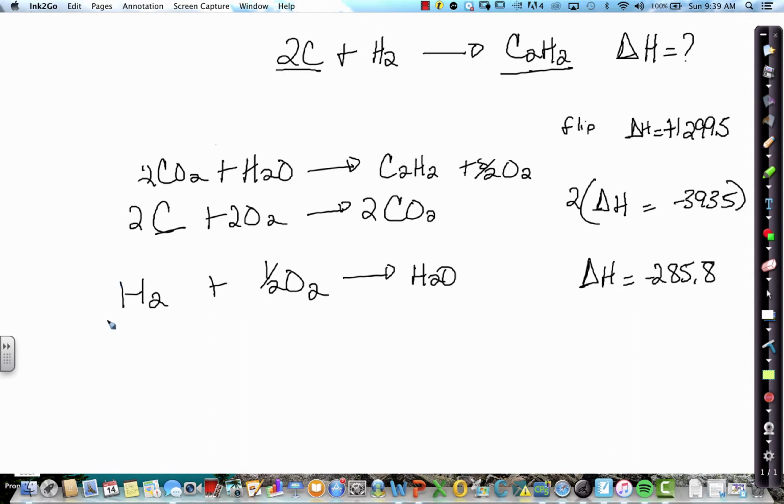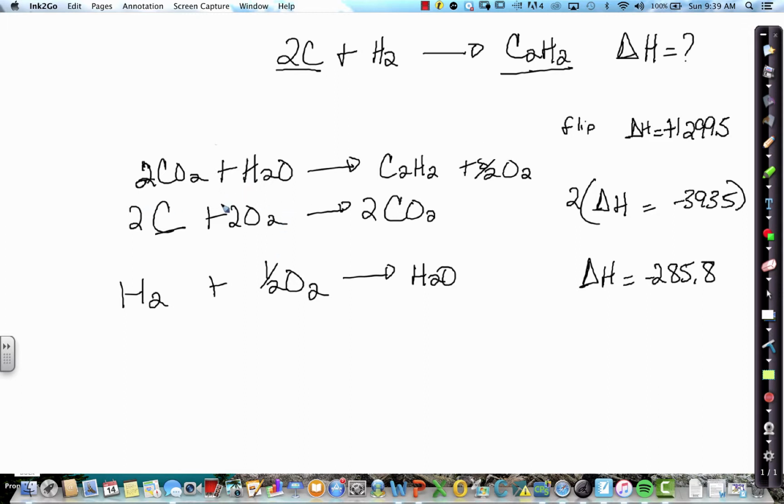Well, H2 right here, it's a reactant, so I don't have to flip it. And also, it happens to be 1 and 1, so I probably don't even need to do anything to this reaction. But what I do need to do is see if I combine these three reactions, I get this. So basically, if something appears on the reactant side of one equation and the product side of another, that means they will cancel. If they appear on the same side, you have to combine them together.